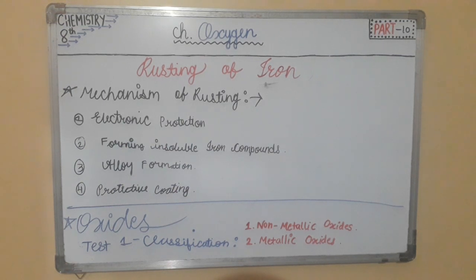Second, amphoteric oxides. The oxides which possess both acidic and basic properties and react with either acid or base to form salt and water are called amphoteric oxides. Example, SnO2 and ZnO.